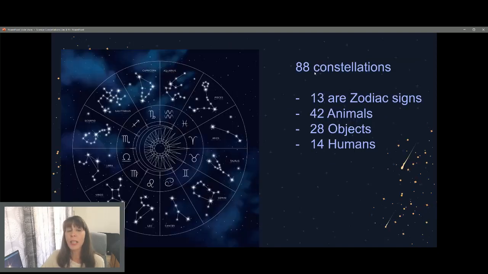All right, so there's 88 constellations. I broke them down so you could kind of see what makes up those 88 constellations. There's 13 zodiac signs, and over here there's a picture of the zodiac signs, and I bet some of you've heard of those, like Aries and Pisces and Capricorn. A lot of people like to tell their fortunes with some of these zodiac signs. There's 42 animals, part of the 88 constellations. That's a lot of animals in the sky.